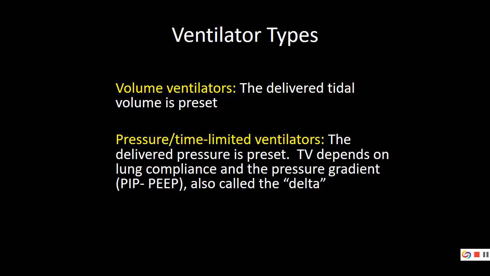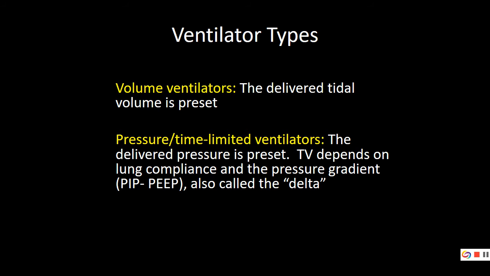So, different ventilator types. Basically, to keep it quite simple, and we're not talking about high frequency ventilators, that's a whole other talk. But with conventional mechanical ventilators, we have volume ventilators and pressure ventilators. With volume ventilators, the delivered tidal volume is what you set, and the pressure is going to vary. With a pressure time-limited ventilator, the delivered pressure is what you set. And the tidal volume is going to vary, and that depends on the baby's lung compliance and the pressure gradient.